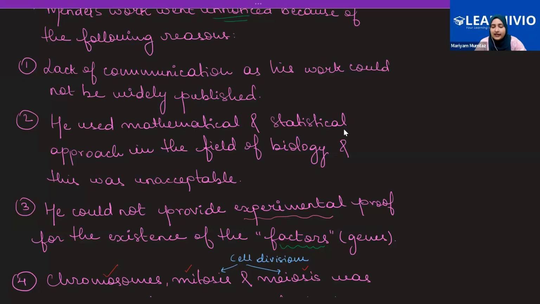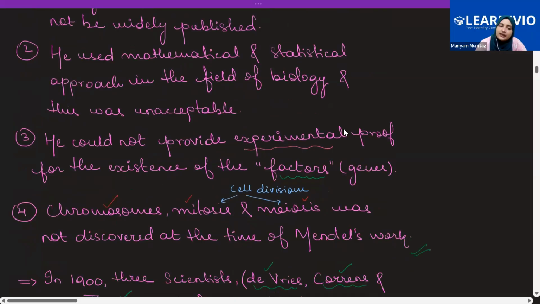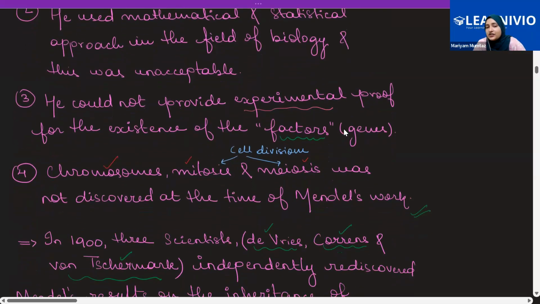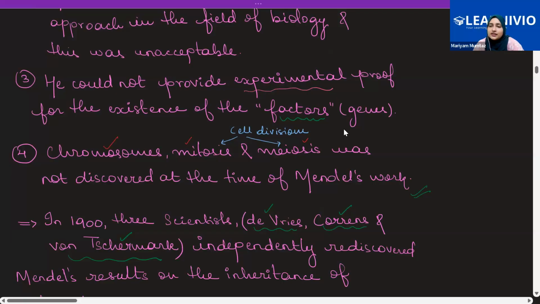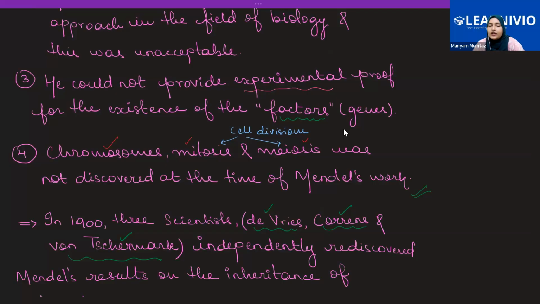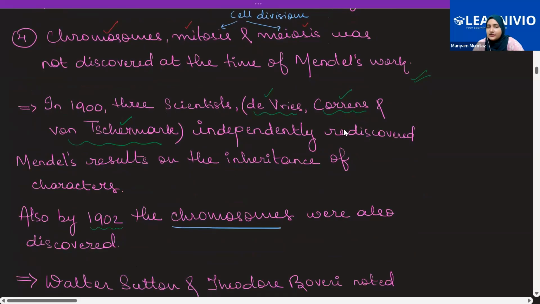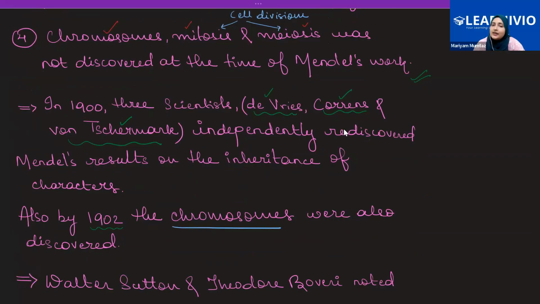And he also could not tell what was being passed on, which right now we know was the genes, but he used to call them factors, right? So no one knew what factors actually were. Again, chromosomes and cell divisions like mitosis and meiosis were not discovered during the time of Mendel. So then in 1900, three scientists, De Vries, Correns, and von Tschermak, independently came to the same result that Mendel had already reached. They worked on inheritance and came to the same result.